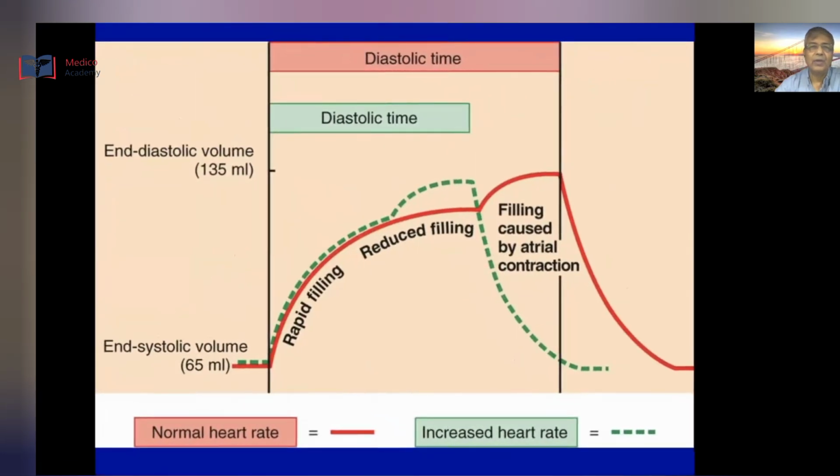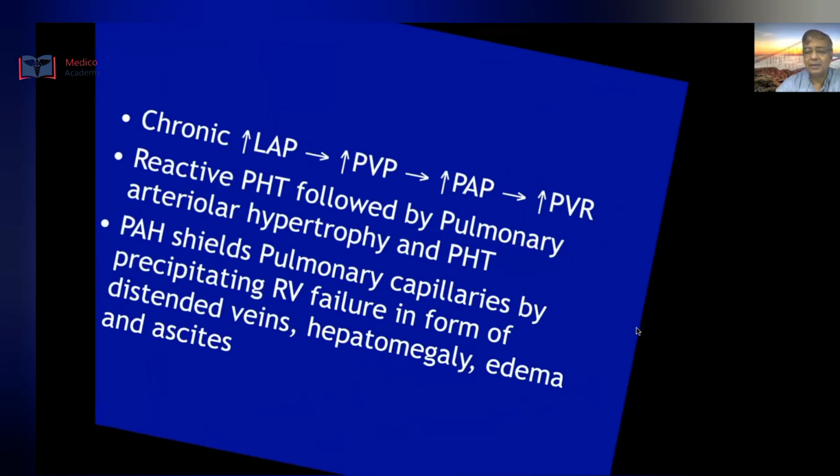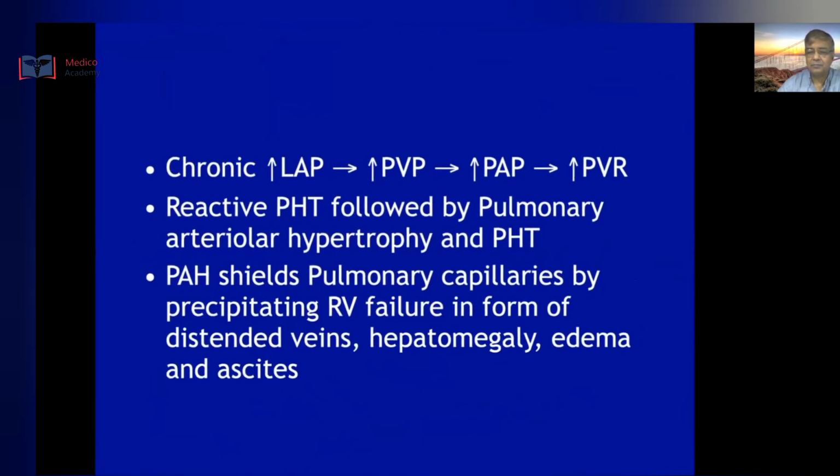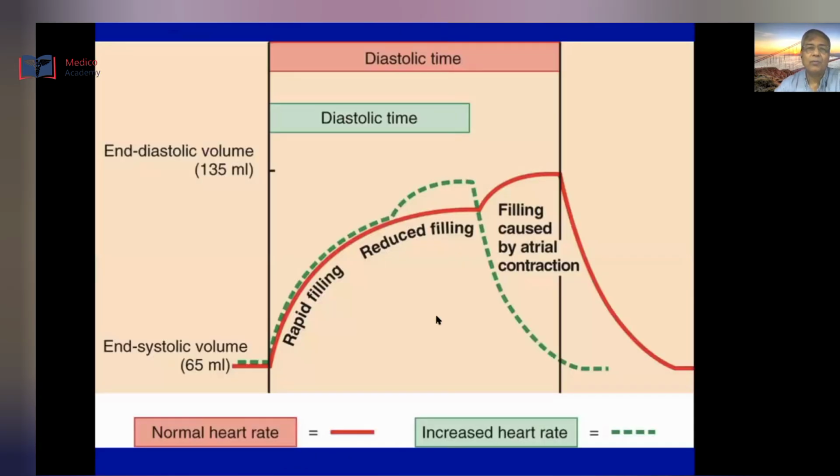Why is that so? All these conditions cause an increase in the heart rate. If you see the normal heart rate, which is signified in red here, there's rapid filling, reduced filling, and then there's an atrial systole followed by a decrease. This is the diastole. But in case there's an increase in heart rate, the total diastolic time reduces. And if you see, this filling has to take place in a shorter period of time. And that is what causes a problem.